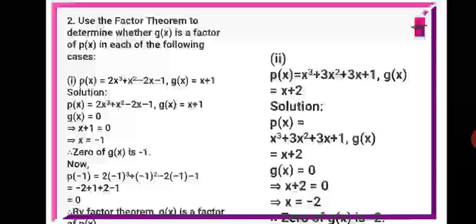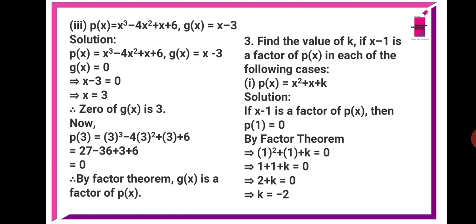Use the factor theorem to determine whether g of x is a factor of p of x in each of the following cases. Similarly, as in the previous problem, you are going to substitute. Here g of x equals x plus 1, so you substitute p of minus 1 in p of x. p of minus 1 equals 0, so g of x is a factor of p of x. In the second case, x plus 2, you are going to substitute p of minus 2. In the third question, g of x equals x minus 3, you substitute p of 3. p of 3 equals 0, so g of x is a factor of p of x.